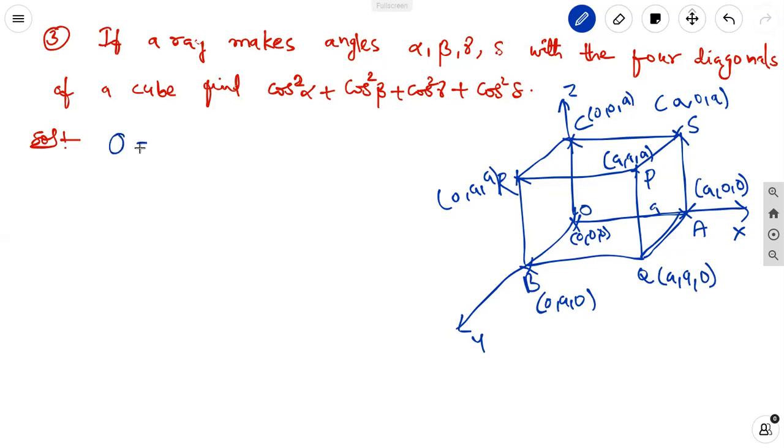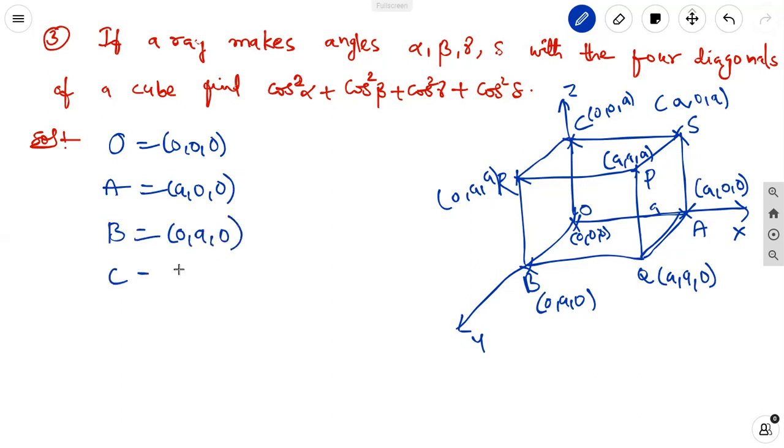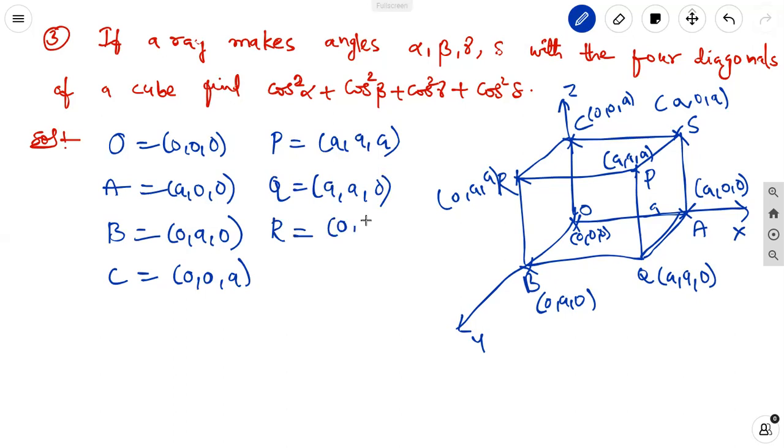Here O is equal to 0 0 0, A equal to A 0 0, B equal to 0 A 0, C equal to 0 0 A, P equal to A A A, Q equal to A A 0, R equal to 0 A A, S equal to A 0 A, or the vertices of the cube.